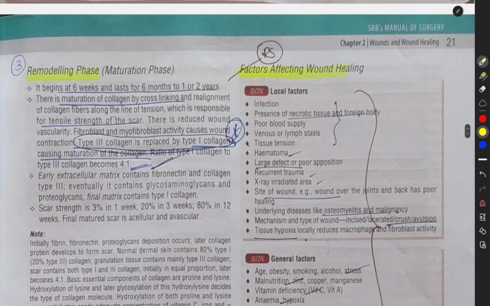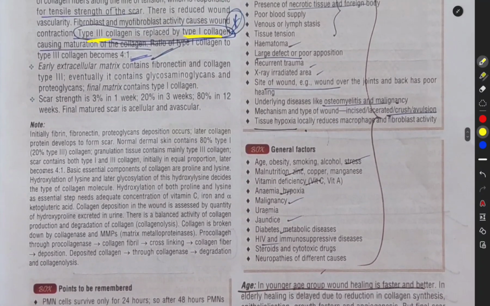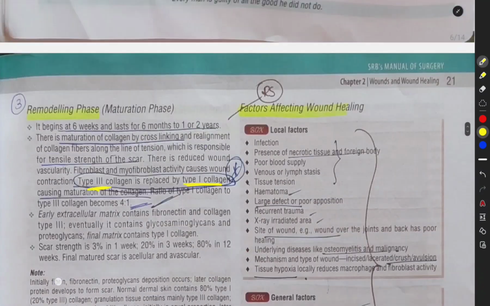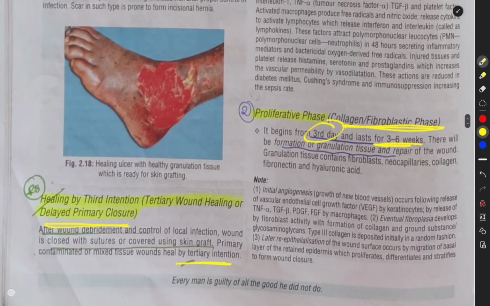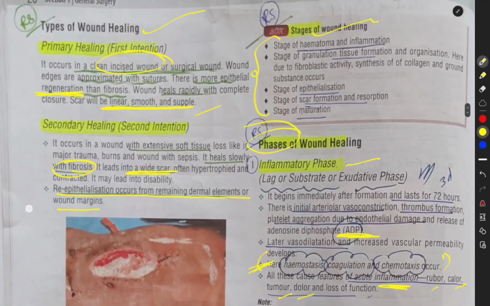The third phase is the remodeling phase. It lasts from 6 weeks to 6 months, and up to 1 or 2 years also. Here there is replacement of type 3 collagen by type 1 collagen. Here it is again an MCQ. This is all about phases. Now we know what wound healing is, the types of wound healing, the phases of wound healing and the stages of wound healing.